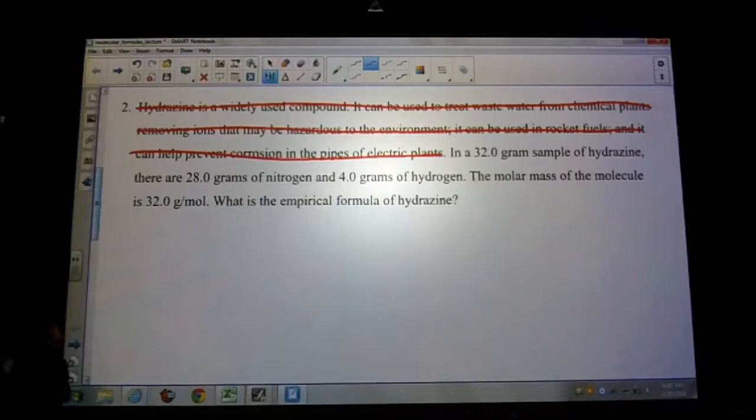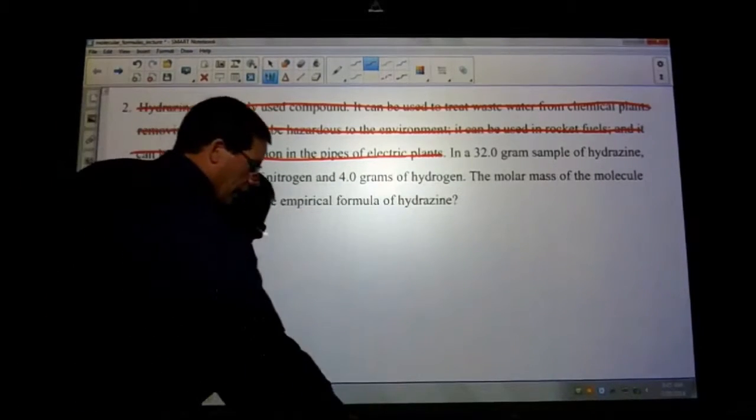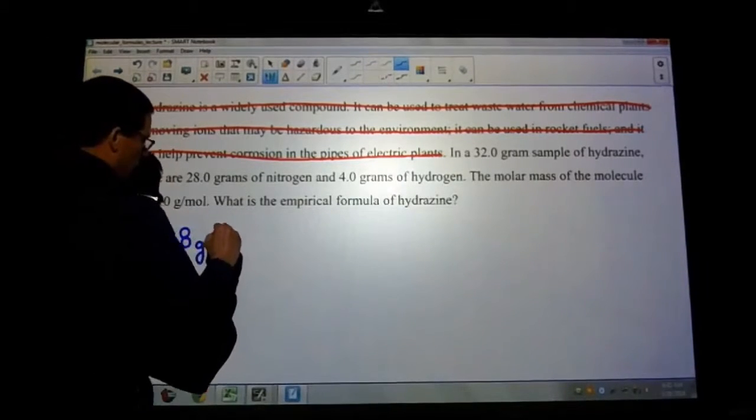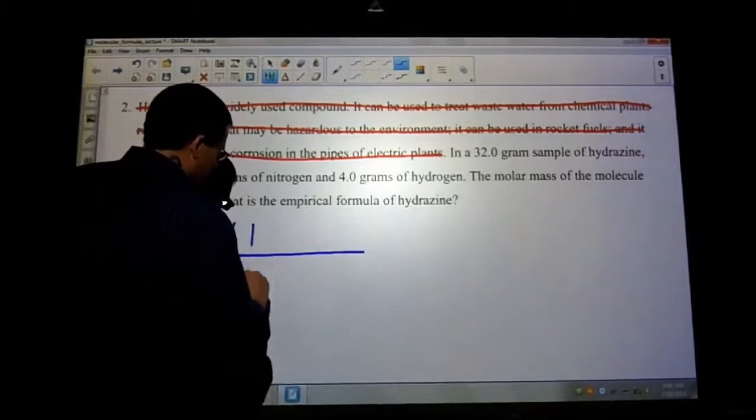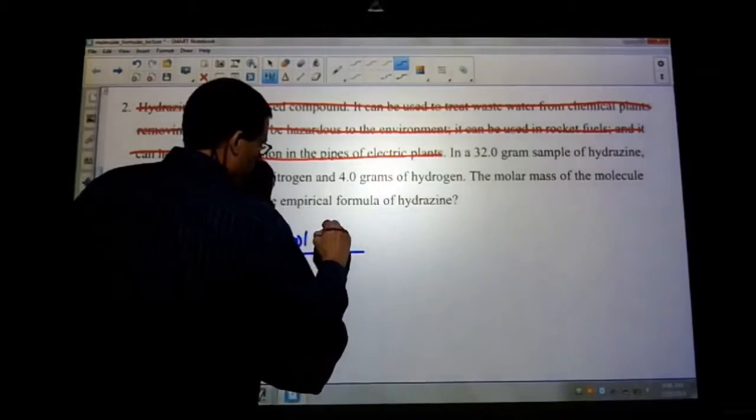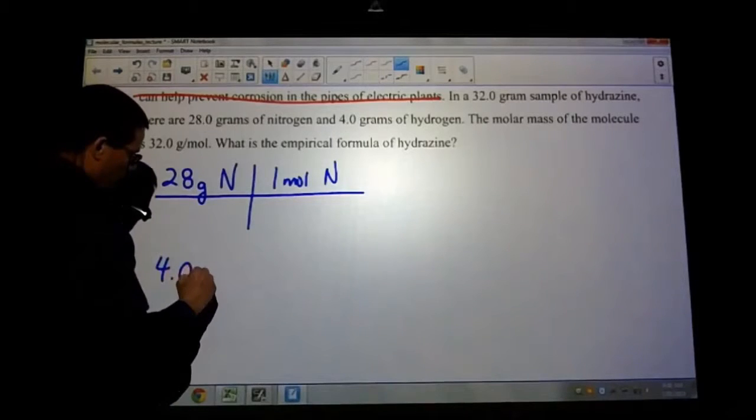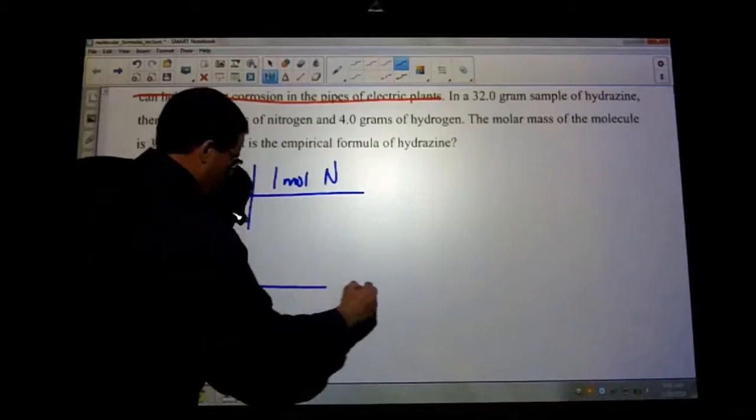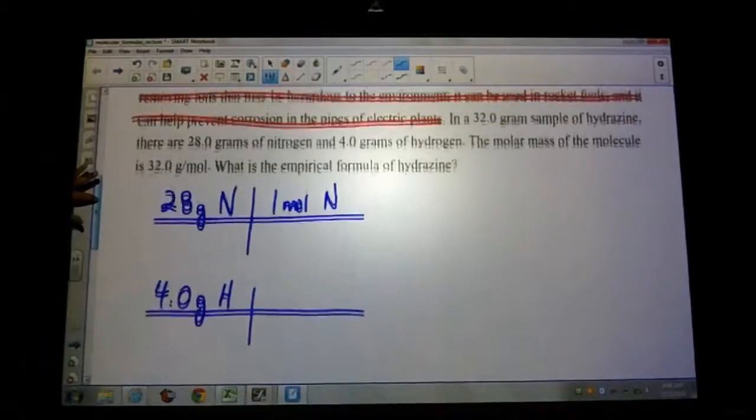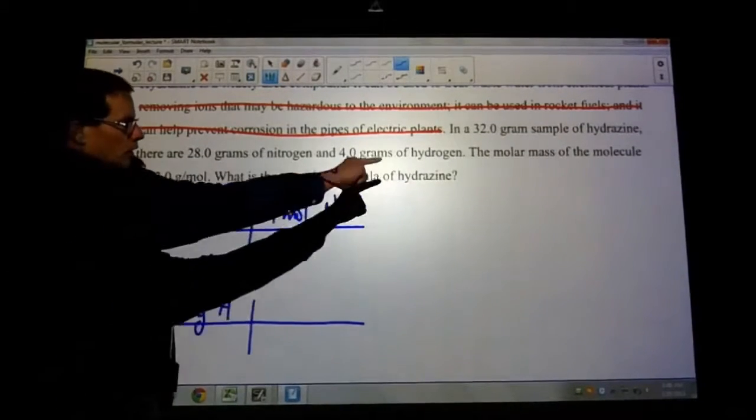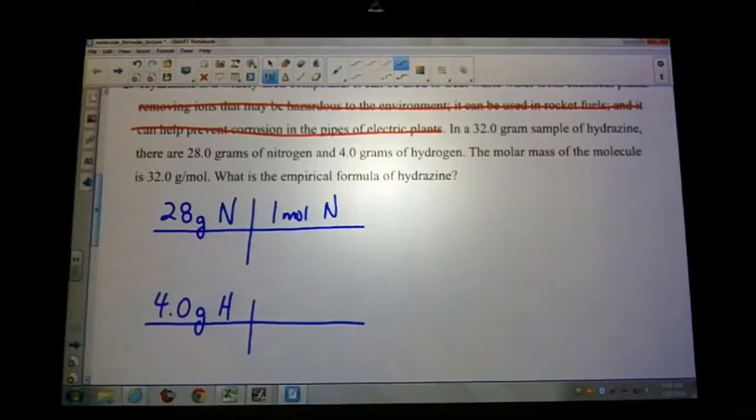All right, so here the question says, in a 32-gram sample of hydrazine, there are 28 grams of nitrogen and 4 grams of hydrogen. Is that important? Yeah, that's pretty good. So we'll start off with our 28 grams of nitrogen, and we want to find out how many moles we have of that. And we also have 4 grams of hydrogen, because in this problem, it did not give you the empirical formula. And it says, continuing on, the molar mass of the molecule is 32 grams per mole. What is the empirical formula of hydrazine?